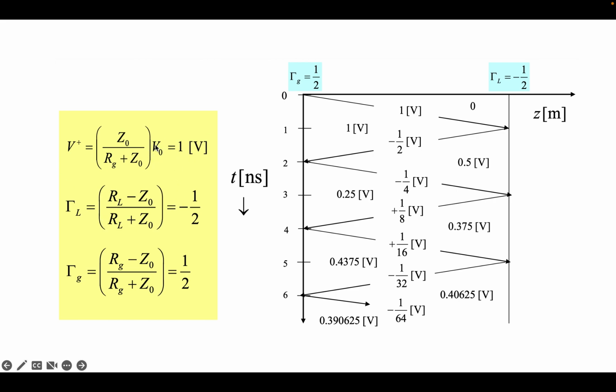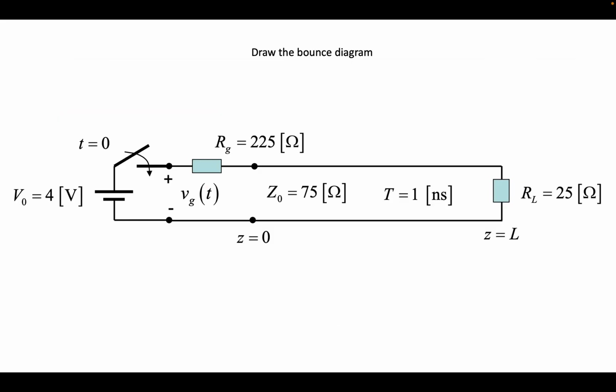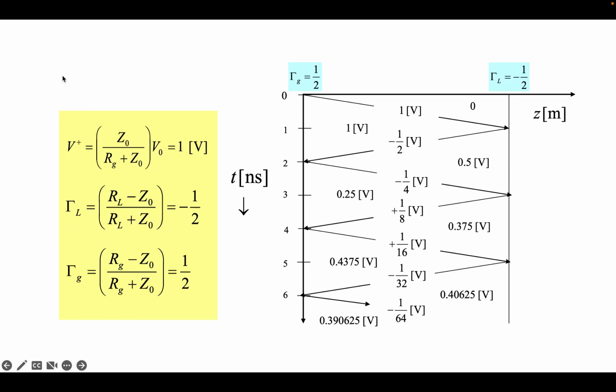1 volt, right? Because Z naught is 75 and Rg is 225, and 225 plus 75 will be how much? 300. And if V naught is 4 volts, then V plus is 1 volt. So basically you had to start from 1 volt here, right? Now you have the answer of what is the value at t is equal to 0 at the starting of the transmission line. But now you need again two things.